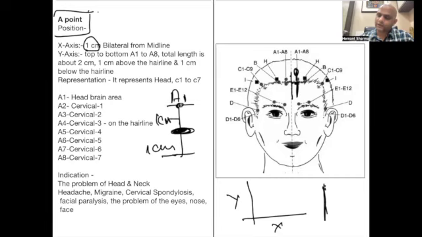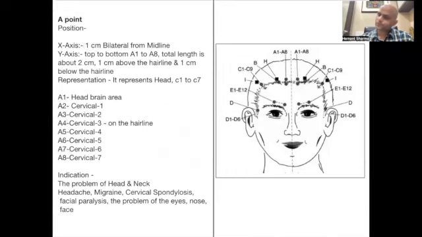The uppermost point is called A1 and the lowermost point is called A8. So A point has been divided into subdivisions A1 to A8: A1, A2, A3, A4, A5, A6, A7, A8. The point coming on the hairline, that is A4.